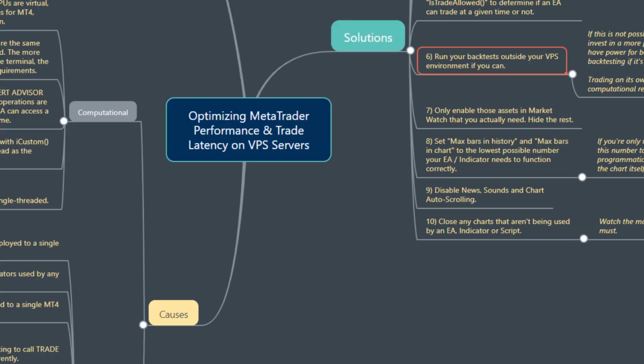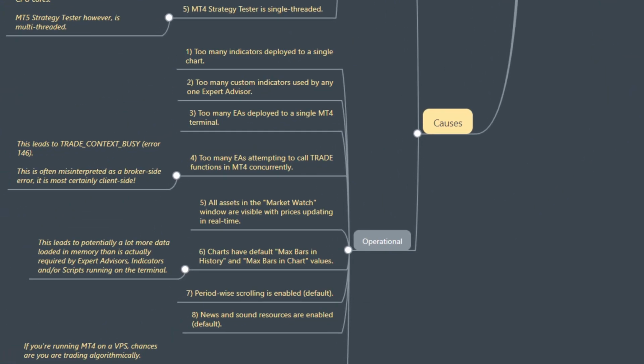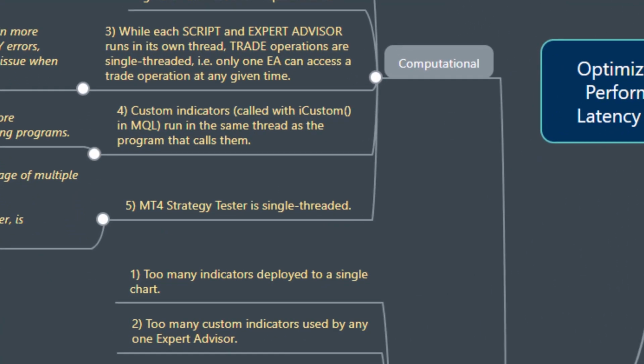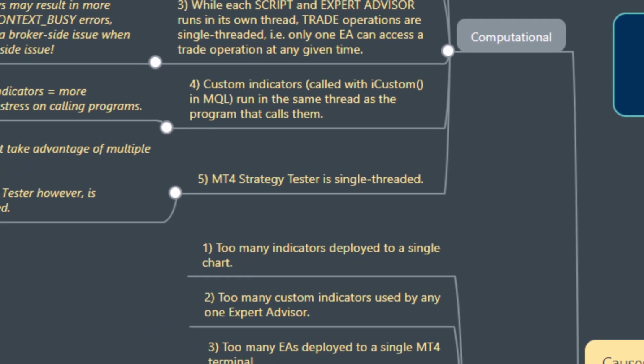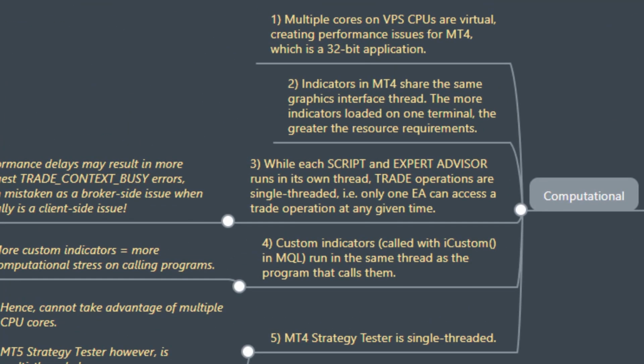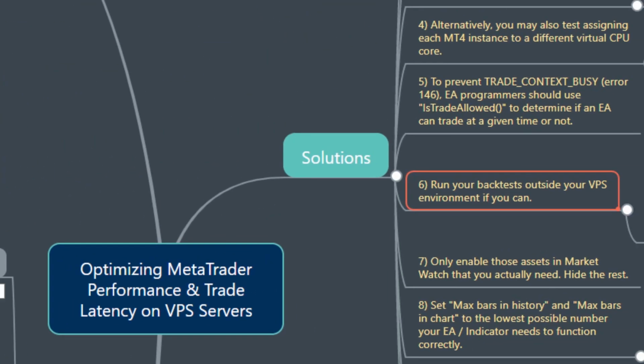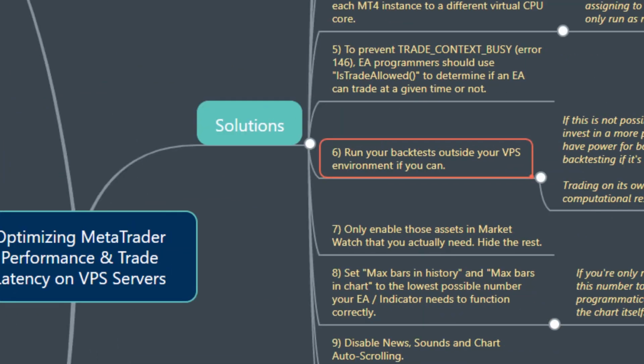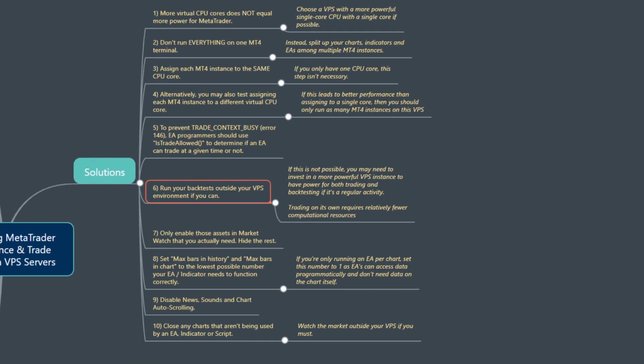So by making certain changes to the way you use your VPS server, as well as developing an understanding of a few of MetaTrader's internals, for example, that it's a 32-bit application, and the threading constraints by script, expert advisor and indicator, you can develop a better understanding of how to approach the terminal and hence use it for algorithmic trading, especially on a VPS server.